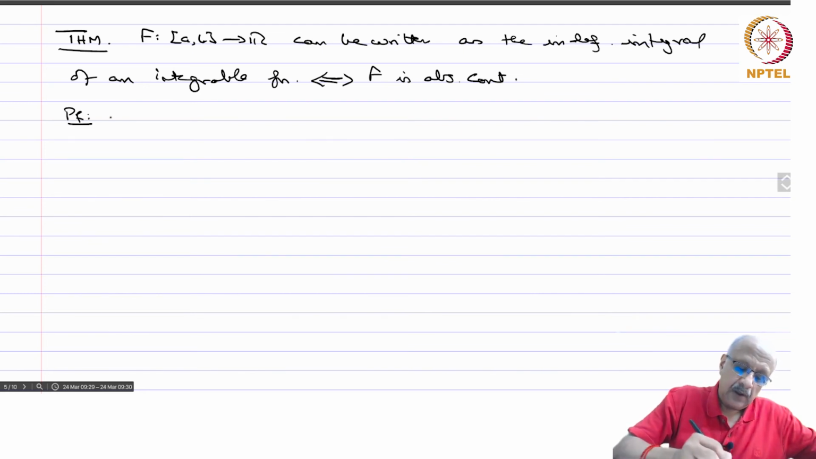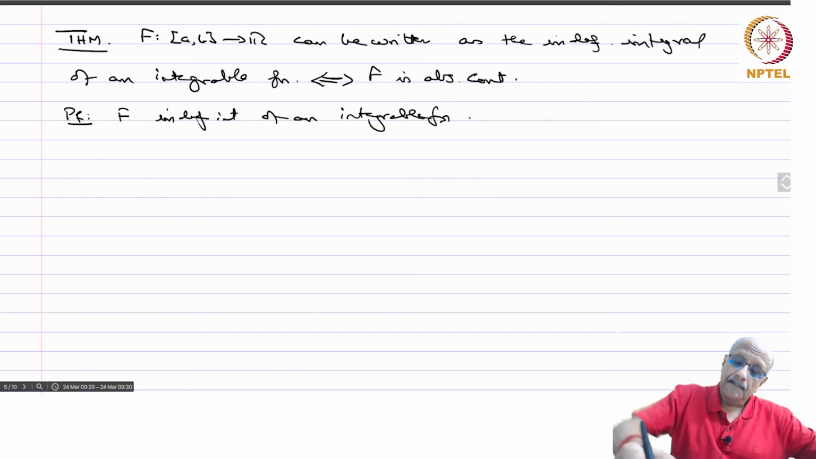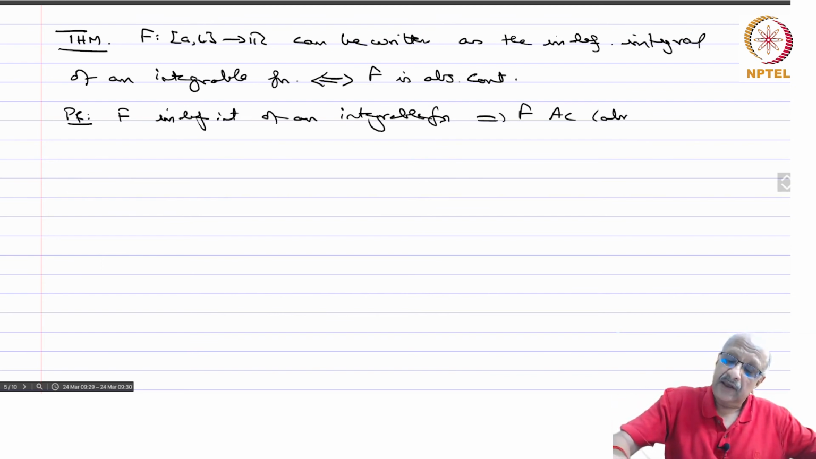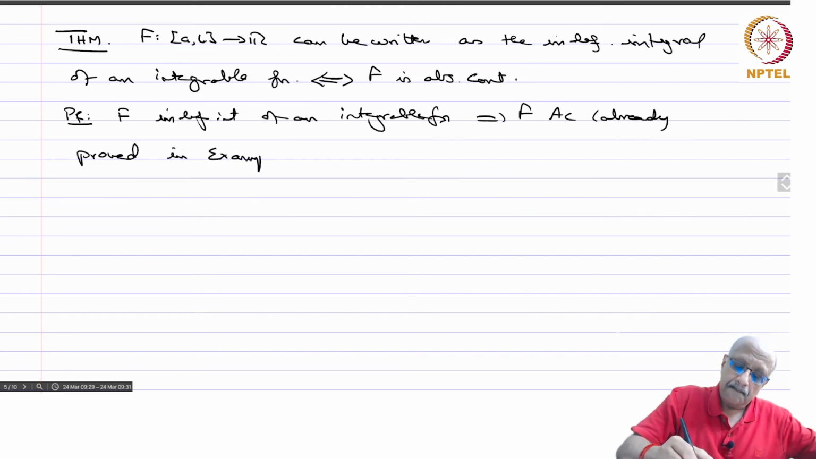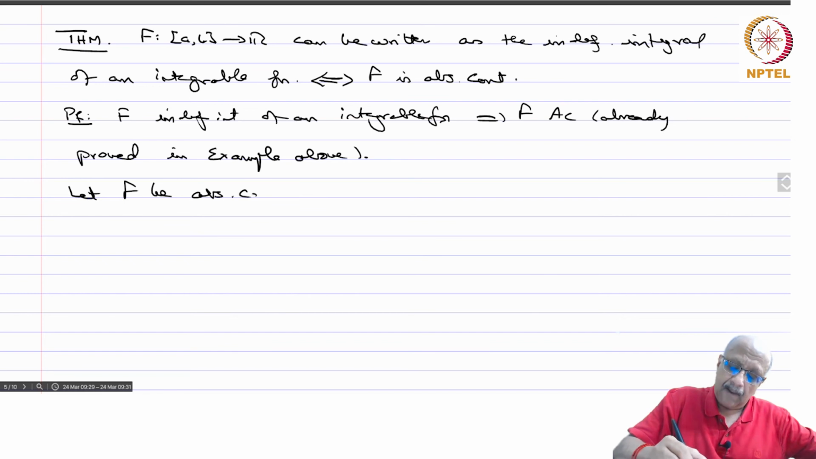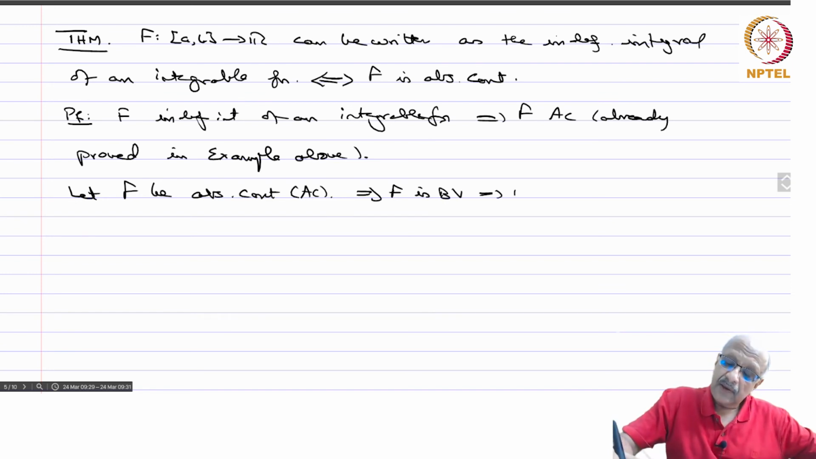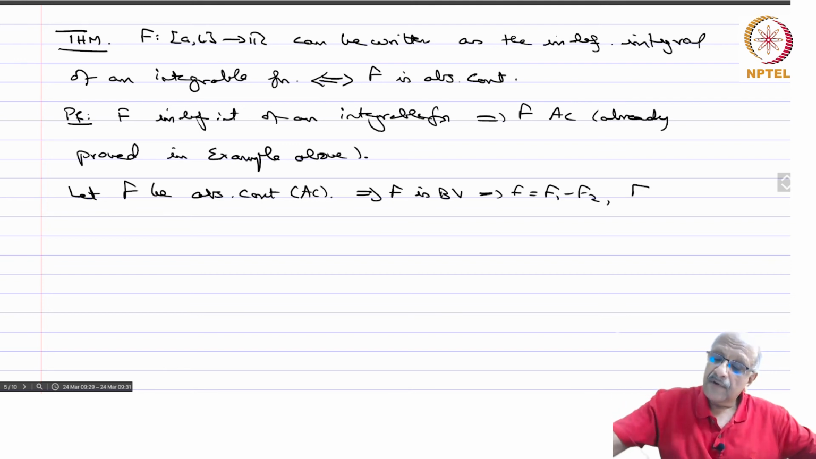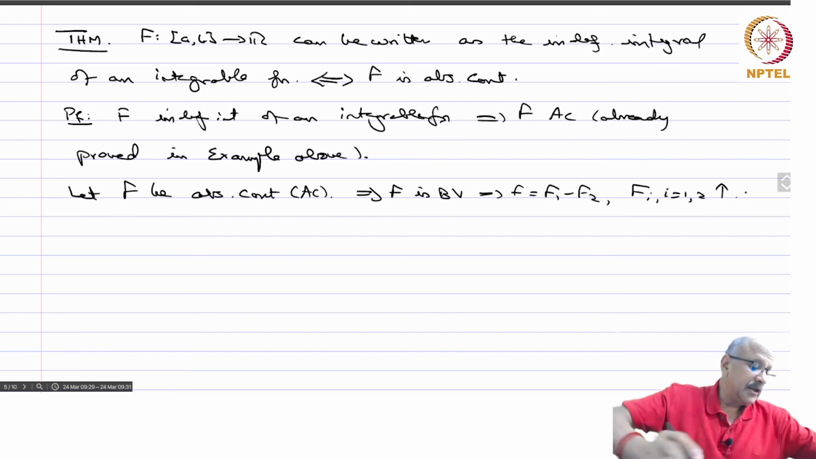So proof. So f indefinite integral of an integrable function implies f absolutely continuous, already seen, proved in an example above. We already did this. So now we only have to show the sufficiency. So let f be absolutely continuous. So this implies f is BV, implies f equals f1 minus f2, fi for i equals 1 to 2, monotonic increasing.